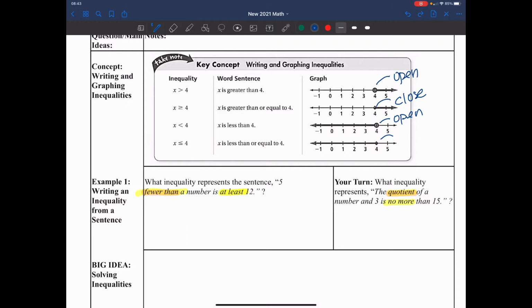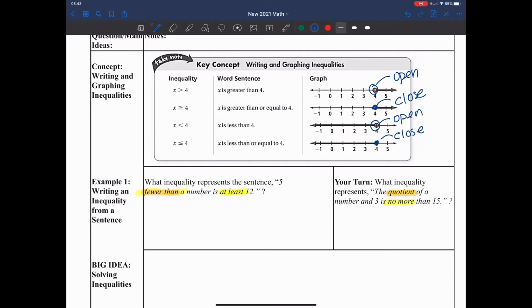And then x is greater than or equal to 4 means that this is going to be a closed inequality. And we use the open symbol for open and a closed dot for the closed.